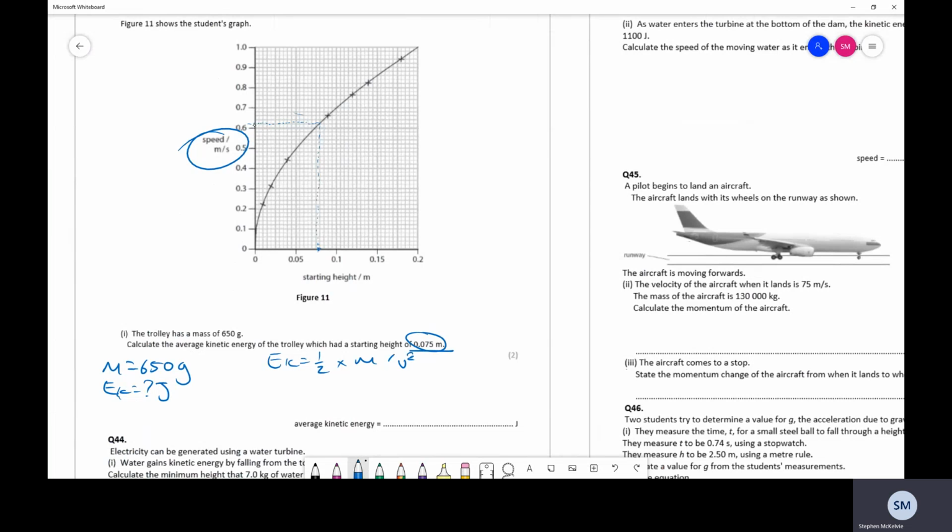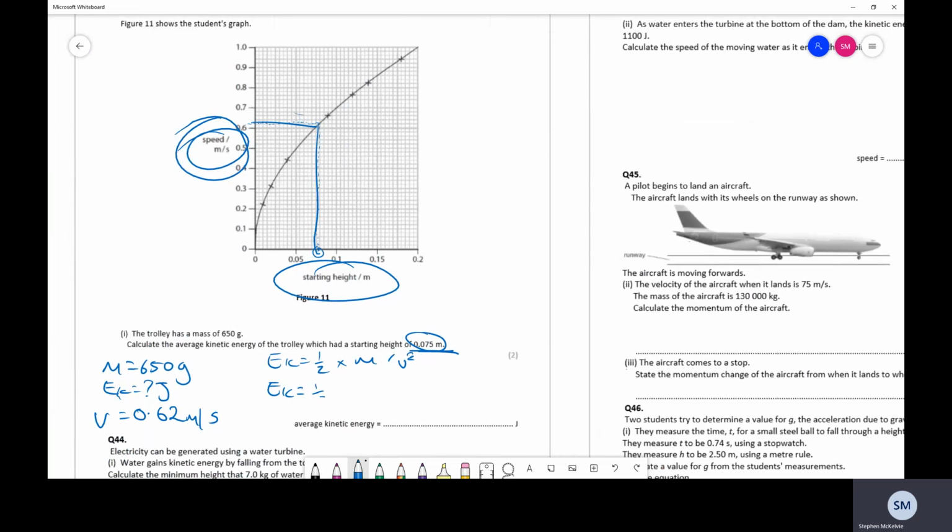It's in between. Is it? I can't really tell. 0.61, I think that's about 0.61, 0.62. I'm going to say that the velocity of this was 0.62 meters per second. Now, you get a bit of wiggle room, plus or minus 1 or 2, so that's fine. Why am I doing this? Because it's giving me a starting height and a graph. It's giving me a speed on the y-axis. I need to find out which number corresponds with the starting height of 0.075 meters. And then I just pop it into my equation.